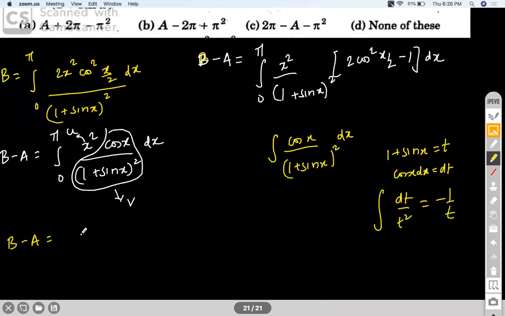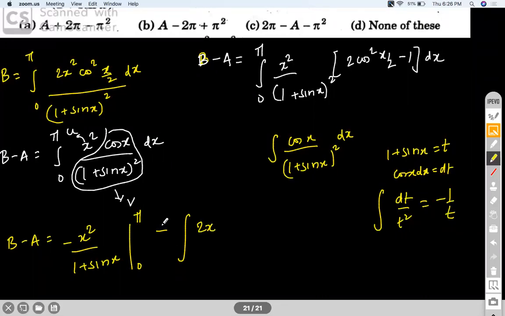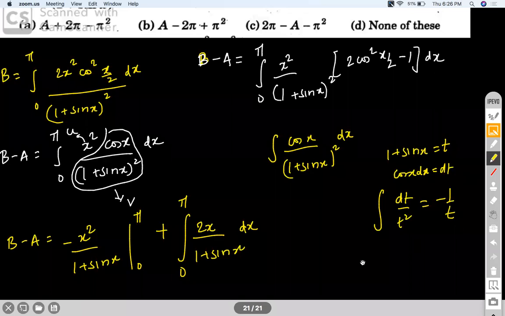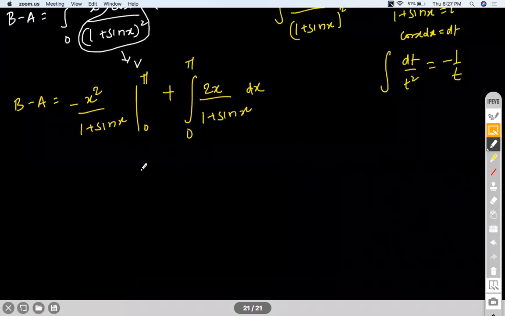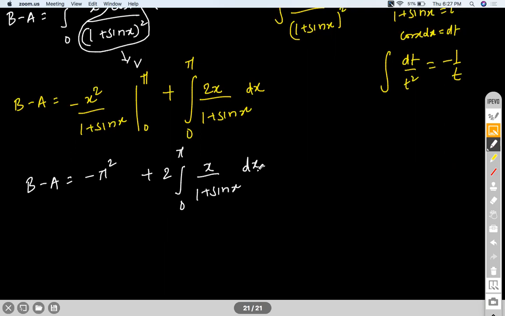So the first term is going to be x square into the integration of this, which is minus 1 by (1 plus sine x). You can put the limits of integration on the entire thing, 0 to pi, minus the integral of the derivative of this into the integral of this, which becomes x by (1 plus sine x) from 0 to pi. Correct? By the way, if you put the value of pi here, B minus A becomes minus pi square by 1 plus 0 minus 0. And here we have the integral 0 to pi of x by (1 plus sin x). Getting this?